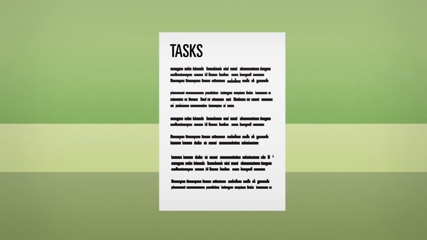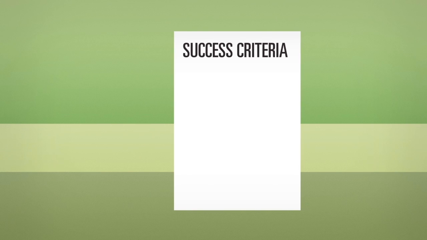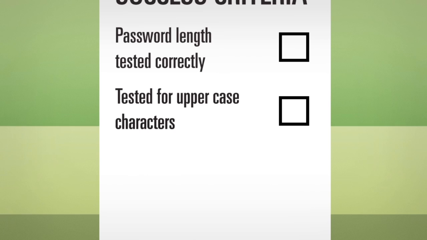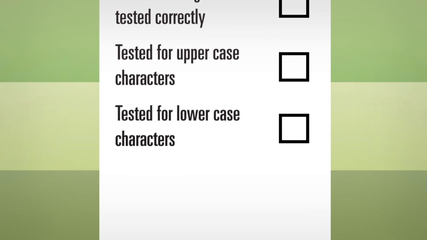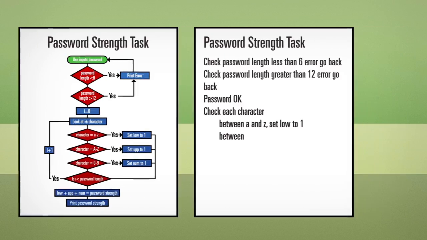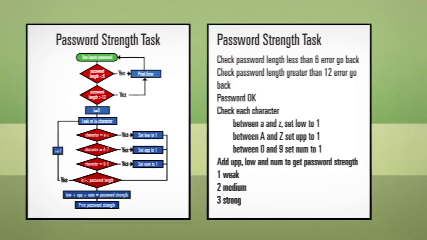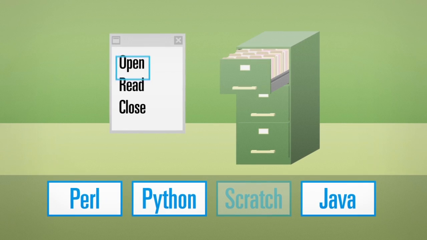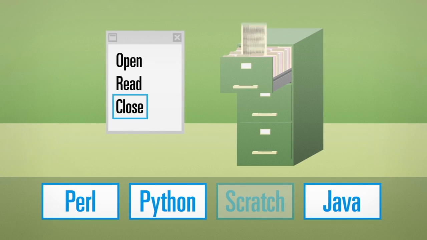When you have read through the task, list the success criteria. For example, in Task 2, the program must be able to identify a character as uppercase, lowercase, or as a number. You will need to plan out the logic of the program using either a flow diagram or pseudocode to ensure that you have built the right program. Task 3 involves file handling code, so must be completed in a language where you can adequately demonstrate this.